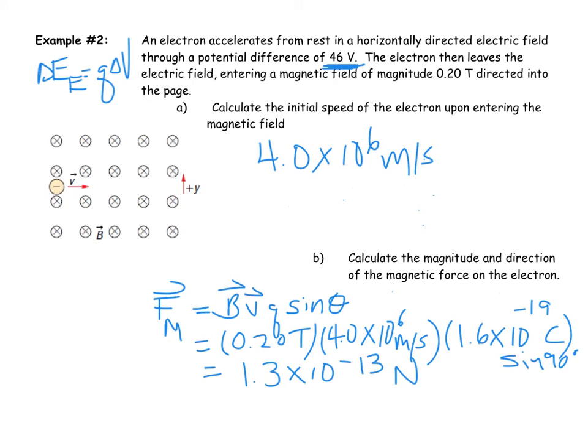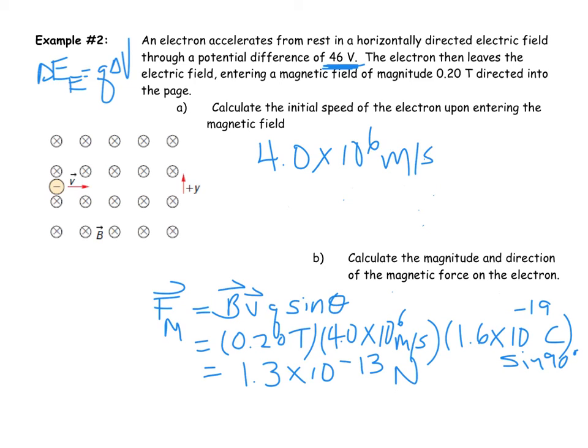So now I want to take a look at the direction of the force. Again, I have an electron here. I'm going to use my right hand rule, but I'm going to use my left hand because it's an electron. My magnetic field is into the board, so my fingers, which represent the direction of the magnetic field, are going to go into the page. I'm going to position my thumb along this velocity vector showing the initial direction of the particle in that field.